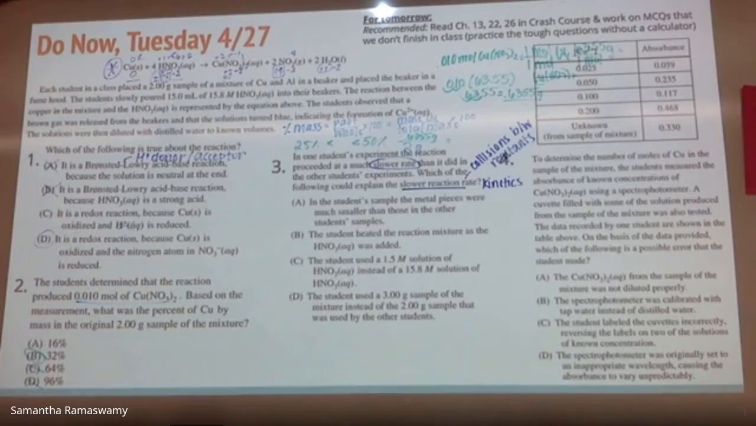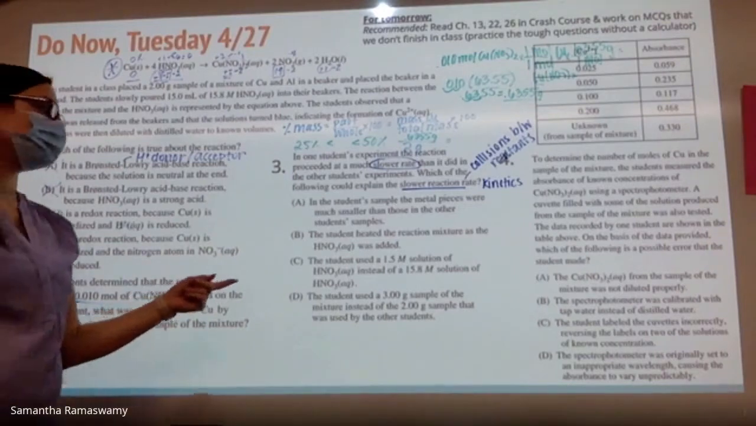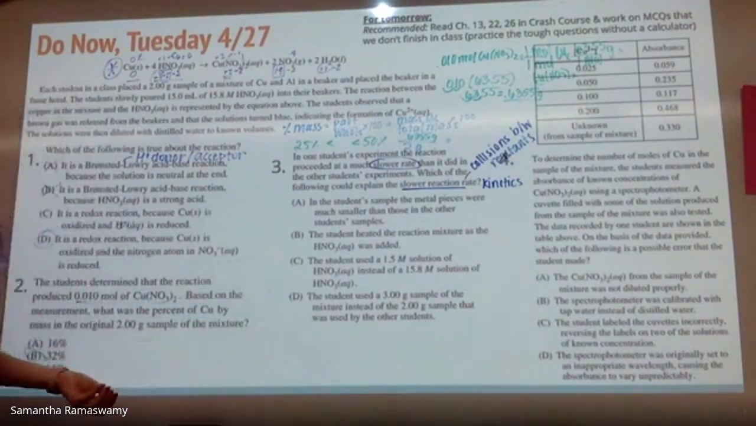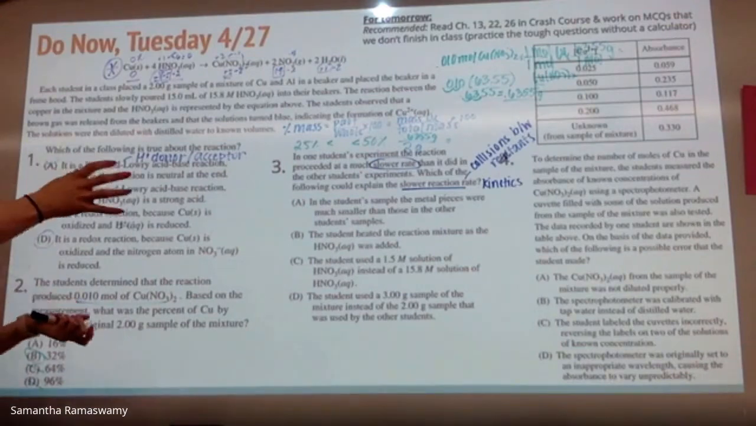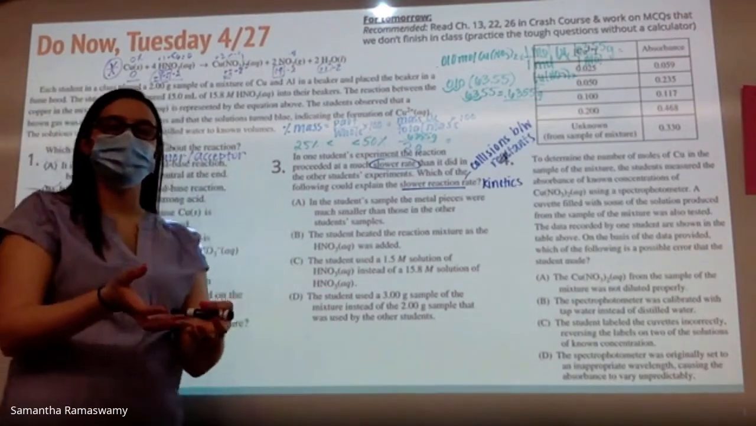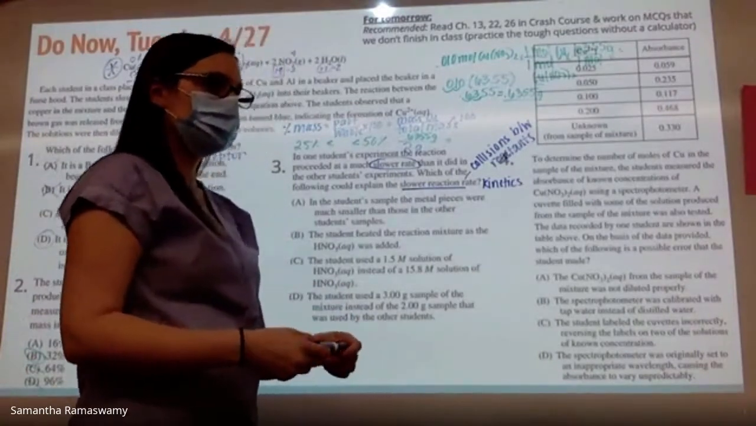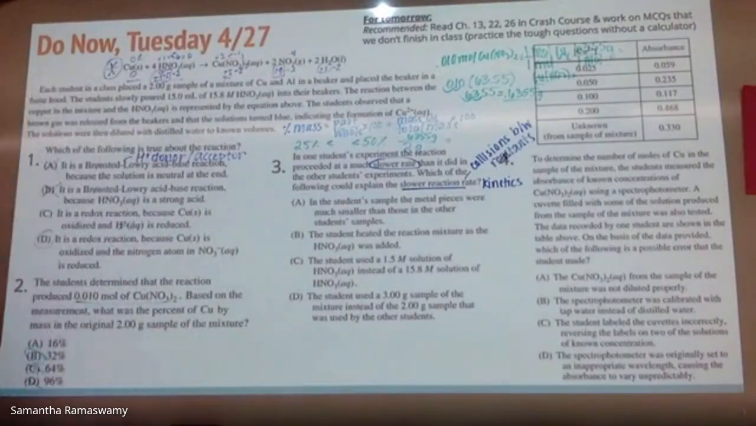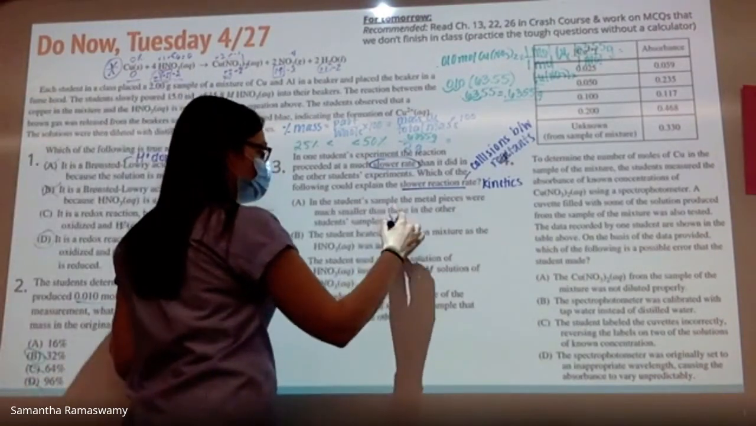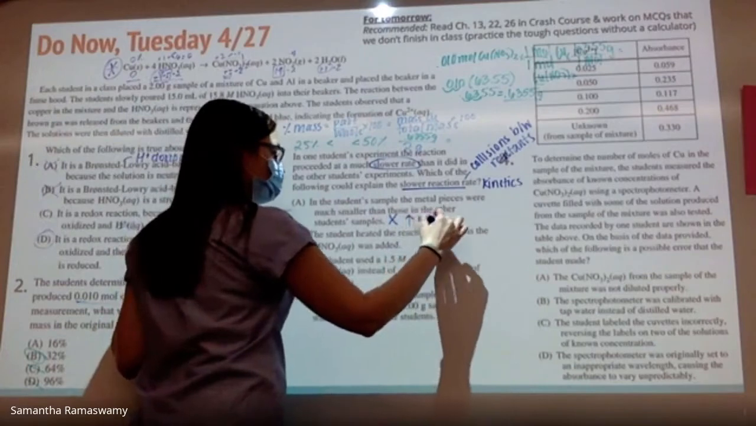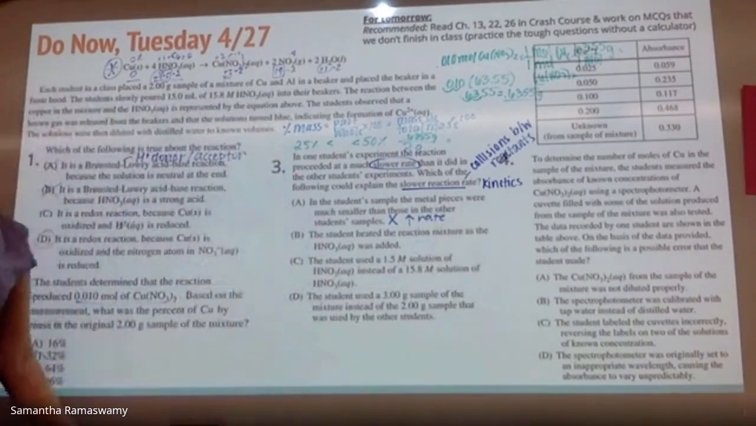So in answer choice A, it says that the student's sample metal was much smaller than the other students' samples. So if the pieces were smaller, that's like taking a block of salt and breaking it down into crystals. Well, if you have something as crystals, is that going to react faster or slower than a big block? Faster. So this is actually going to increase the rate. That increases the surface area. So that's not going to be our answer.